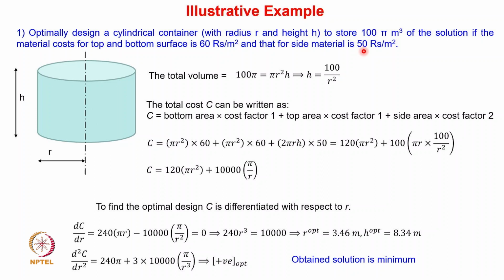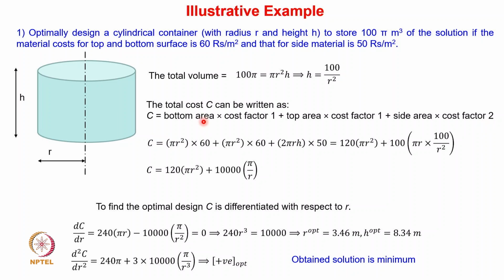Now in this case the total volume is given as 100π cubic meters, that is the capacity we wanted to have, isn't it? So the total volume 100π is nothing but πr²h, where r is the radius of the cylindrical container and h is the height. So we can write πr²h = 100π, and this π gets cancelled out, so we can write h = 100/r². Now since the cost factors are given here, let us calculate the total cost for the cylindrical container. The total cost can be written as the bottom area into cost factor 1, plus the top area into cost factor 1, plus the side area into cost factor 2.